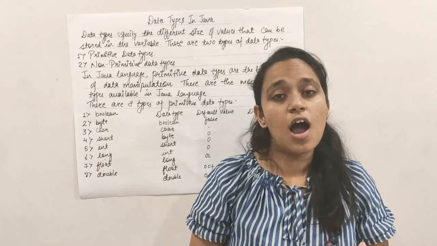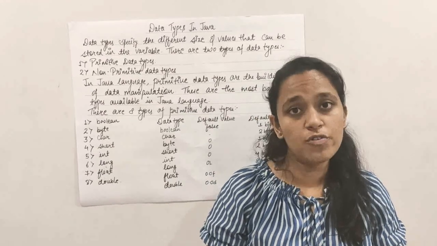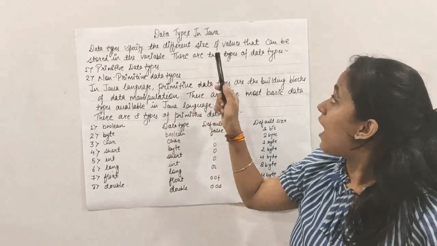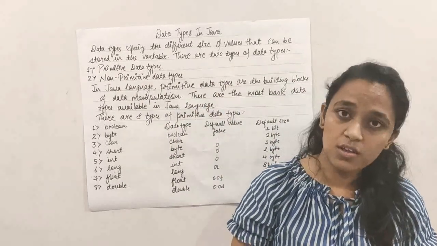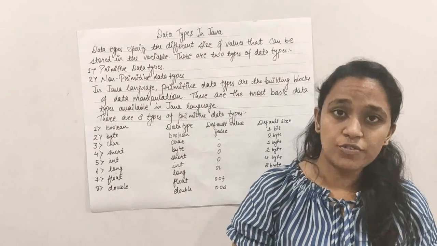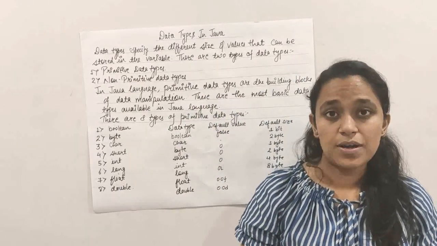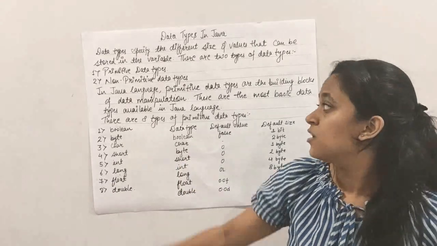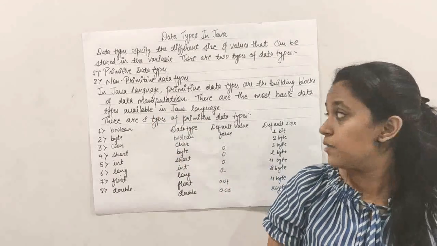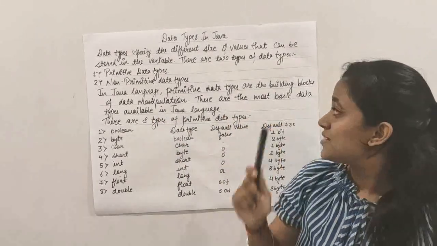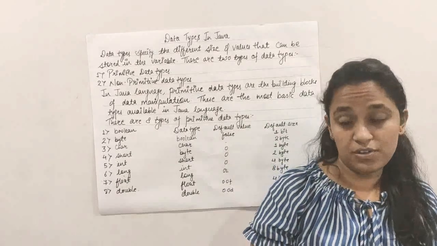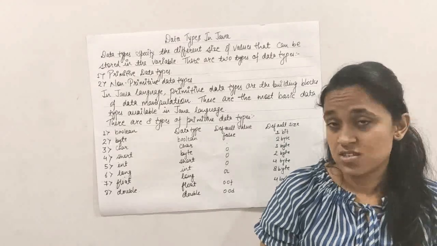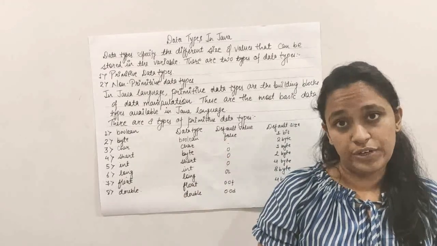As we have discussed how to write a basic Java program, now we will discuss what data types are. Data types specify the different sizes and values that can be stored in the variable. There are two types of data types. First, primitive data types and second, non-primitive data types. Now we will discuss what primitive data types are. In the Java language, primitive data types are the basic building blocks of data manipulation. These are the most basic data types available in the Java language. There are 8 types of primitive data types.